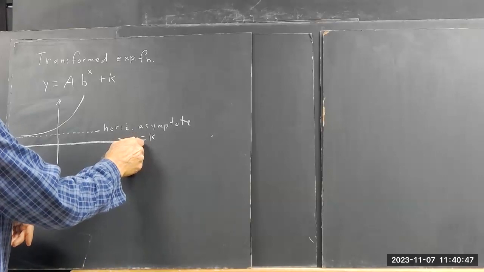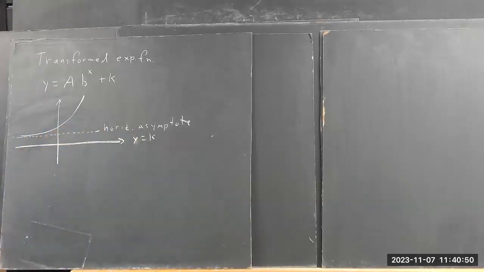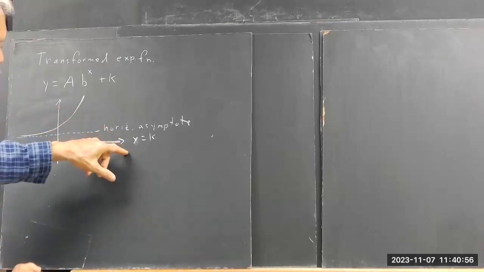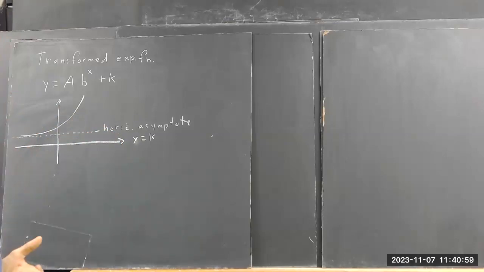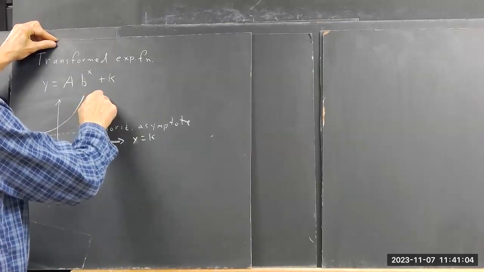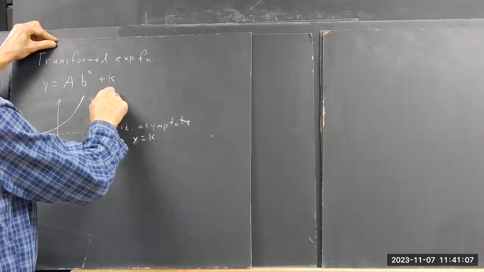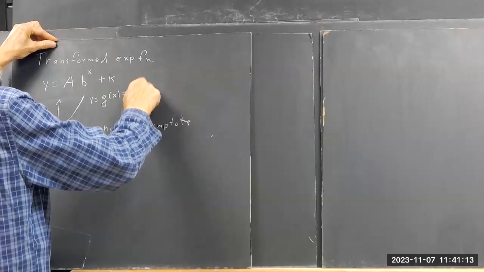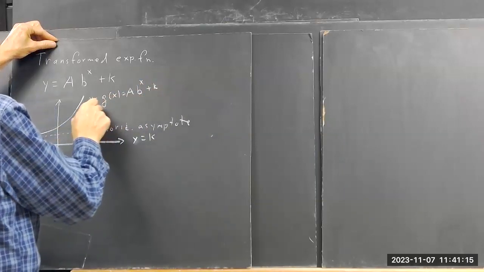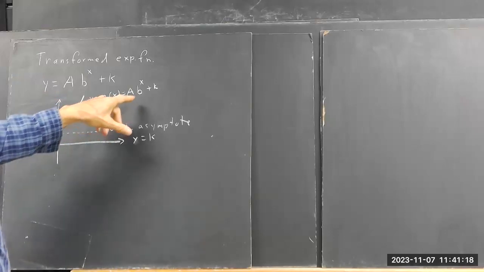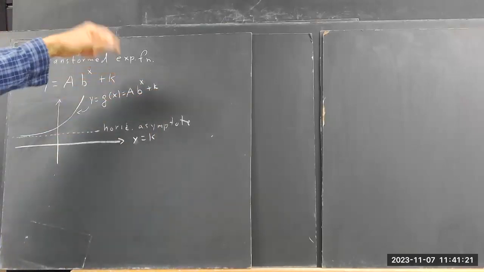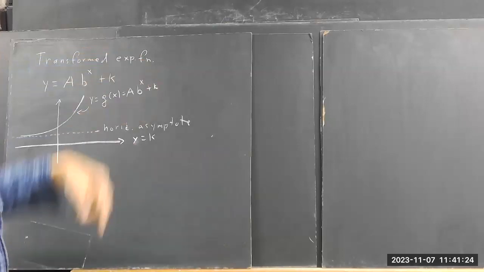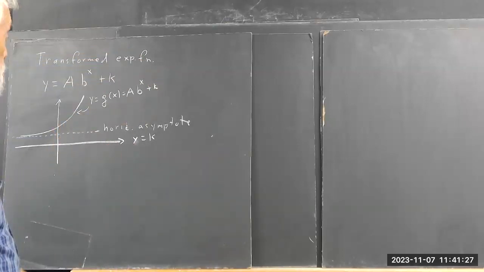The horizontal asymptote is the line y equals k. If this graph is shifted down k units, so let's look at this. This is y equals g of x equals a b to the x plus k. And what we want to do is determine from the graph what the values of a, b, and k are. We can do that.